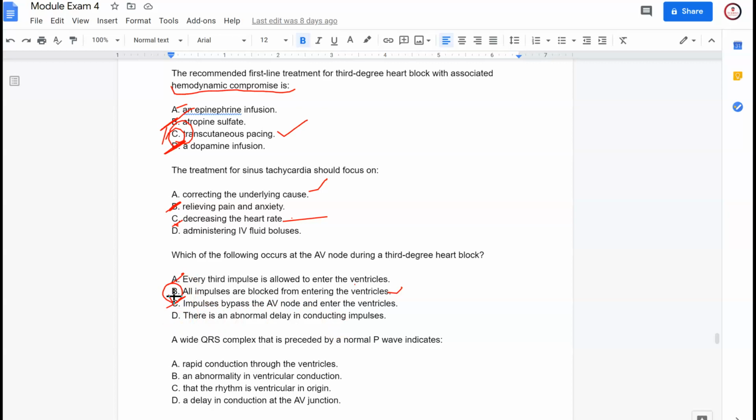A wide QRS complex preceded by a normal P wave. All right, so let's see what this is going to look like. A little P wave, right? And then we have a wide QRS and a T wave. Rapid conduction through the ventricles. No. The faster it goes, the narrower the QRS. An abnormality in ventricular conduction. Not like that one. That the rhythm is ventricular. No, because you have a P wave. A delay in conduction at the AV junction. No, because that would be the PR interval, not the QRS. An abnormality in ventricular conduction.